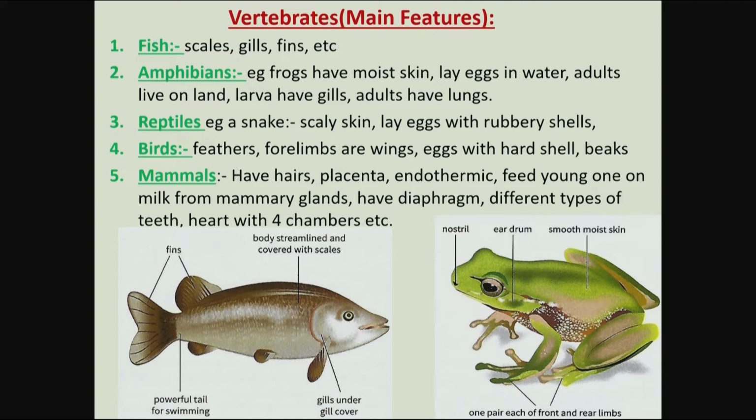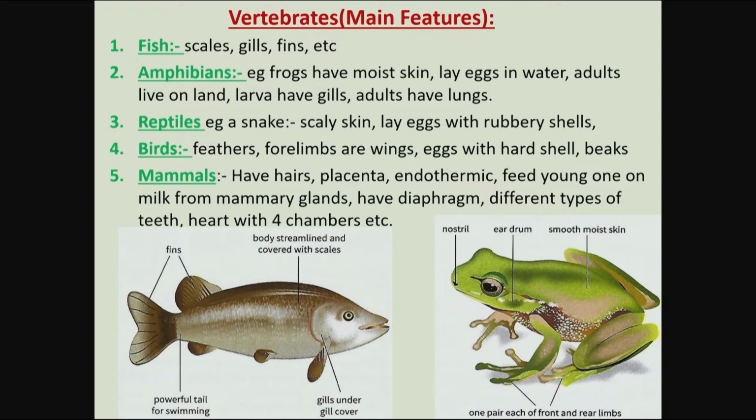Now, the next group of vertebrates are the amphibians. These are like the frogs. They have soft, moist skin. They normally lay their eggs in water. Adults can live on land. The larvae have gills, but the adult ones normally breathe using their lungs.